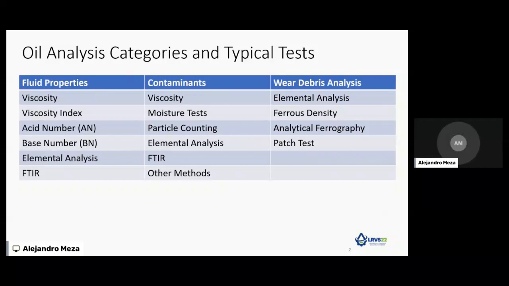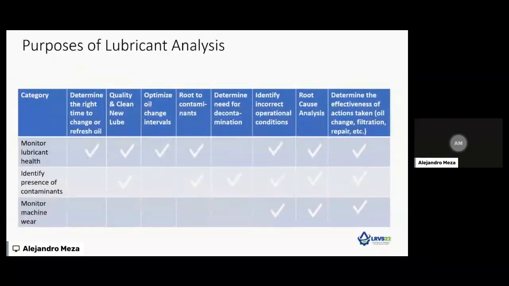So by analyzing these three categories, we are monitoring the overall operation of the lubricant and machine. And we make sure that everything is running normally. And if it's not, we can take actions. And that's the basic routine oil analysis. But let's explore a little bit more about this.